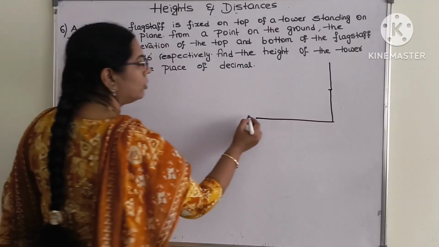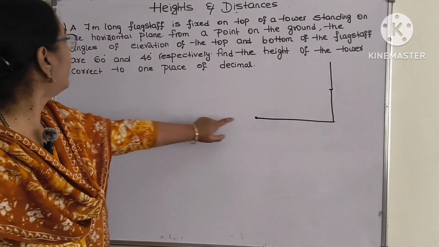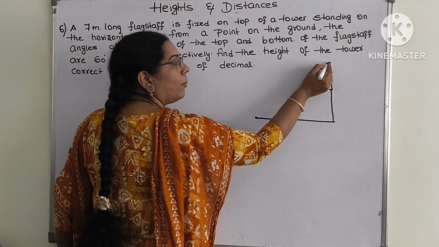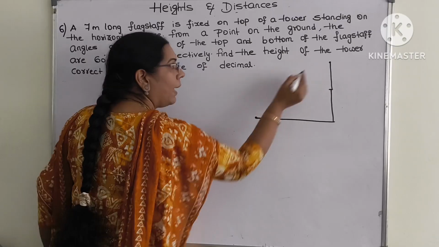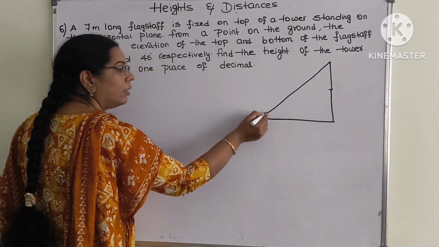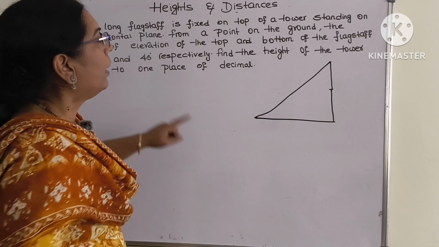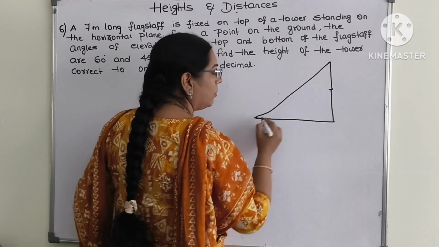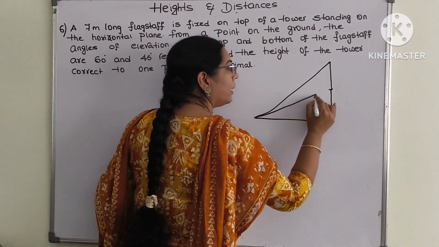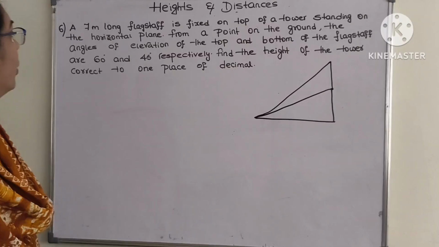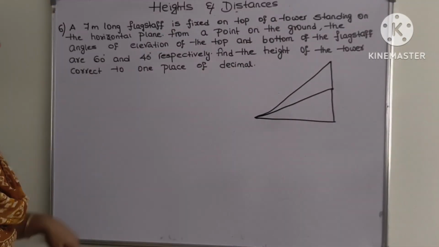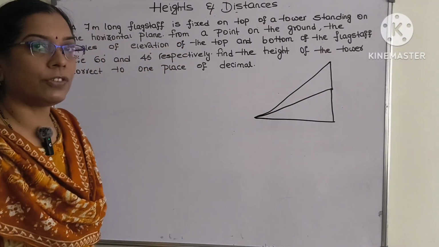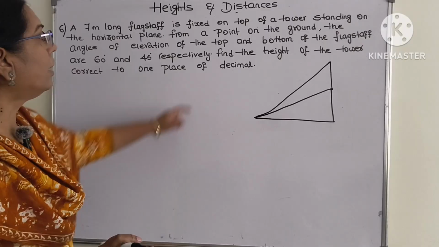From a point on the ground, let me consider this thing. From a point on the ground, the angles of elevation of the top of the flagstaff, this one, and then the angle of elevation to the bottom of the flagstaff, this is the bottom. So again, if I look from this point, again it becomes an angle of elevation. What are those? Those are 60 degrees and 45 degrees. Now see, which one should be 60 degrees, which one should be 45? Hint will be given in the question only.